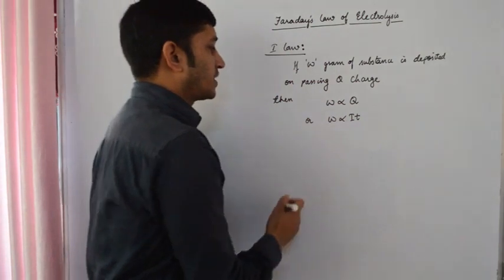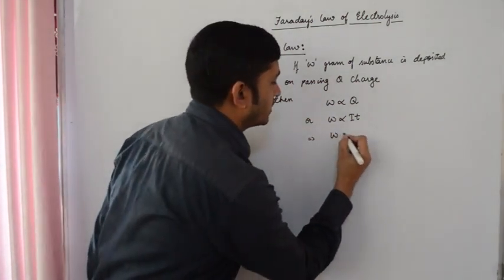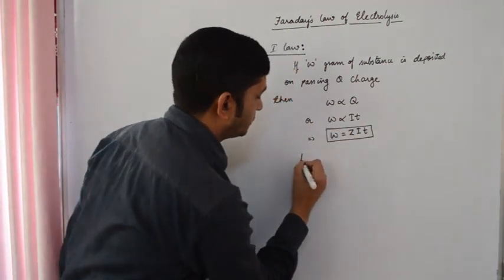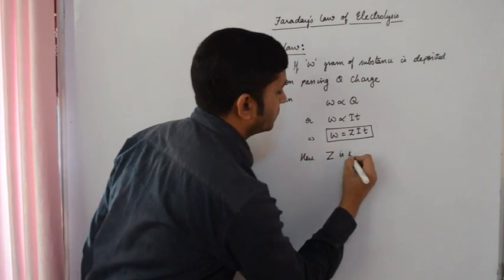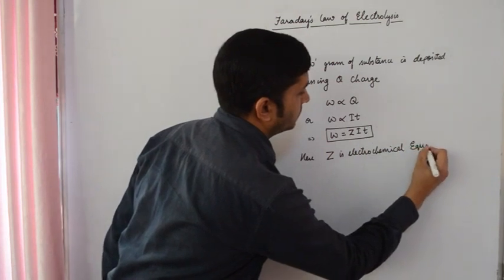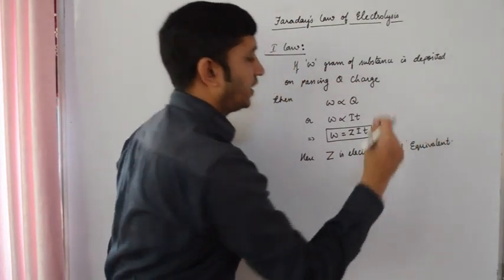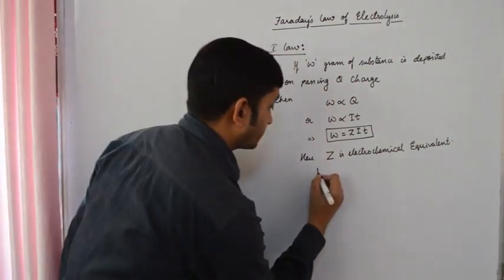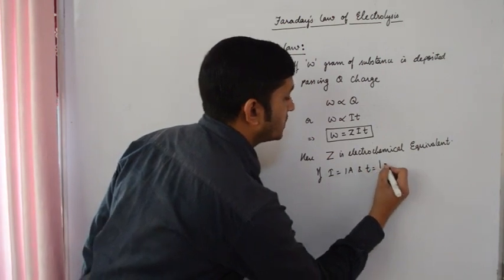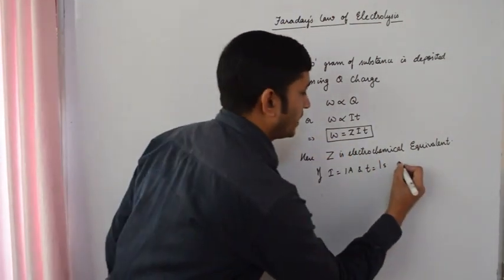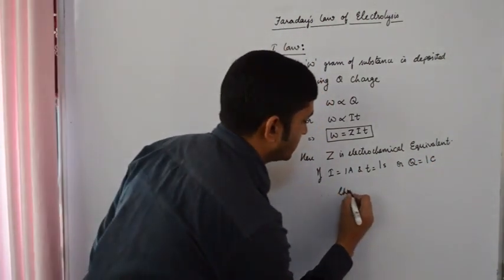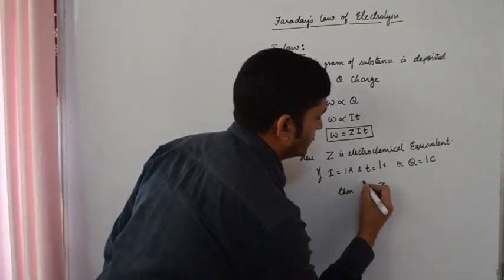To remove this proportionality sign, we can use a constant here, so that W is equal to Z I T. Here Z is the electrochemical equivalent. Suppose the current is equal to 1 ampere and the time is equal to 1 second, or simply we can say that the charge is equal to 1 coulomb. Then we can say that W is equal to Z.